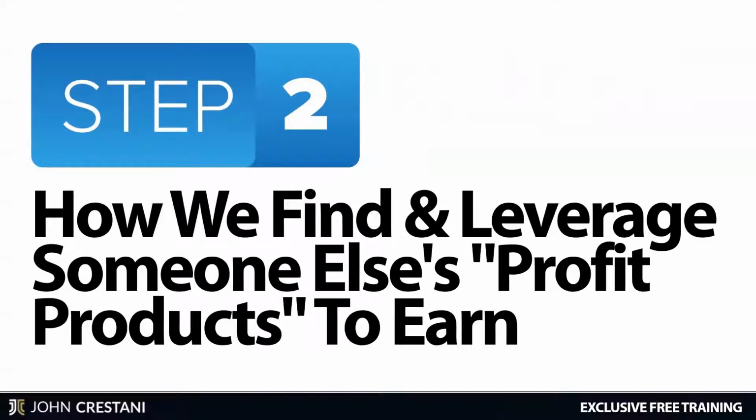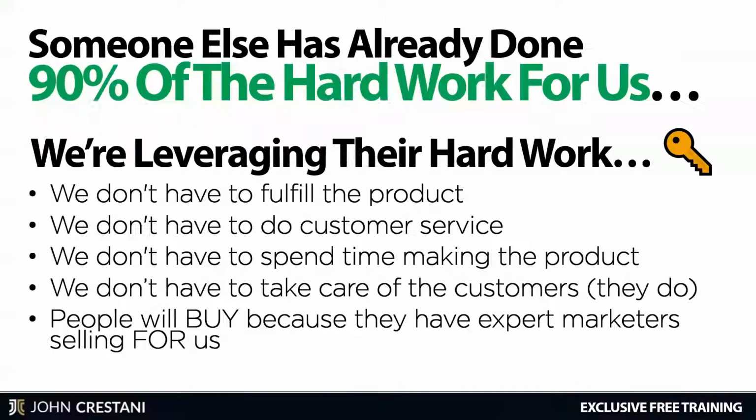We call it a profit product because there's a particular thing to look at so that we can make a big profit recommending it. Again, up to 90% commissions or more and hundreds of dollars for every sale that we make. And we get paid every single week doing this through either a check or through a wire direct to our bank account. And again, because somebody else created it, 90% of the work is done for us. We don't have to fulfill the product. We don't have to do customer service. We don't have to spend time making the product.